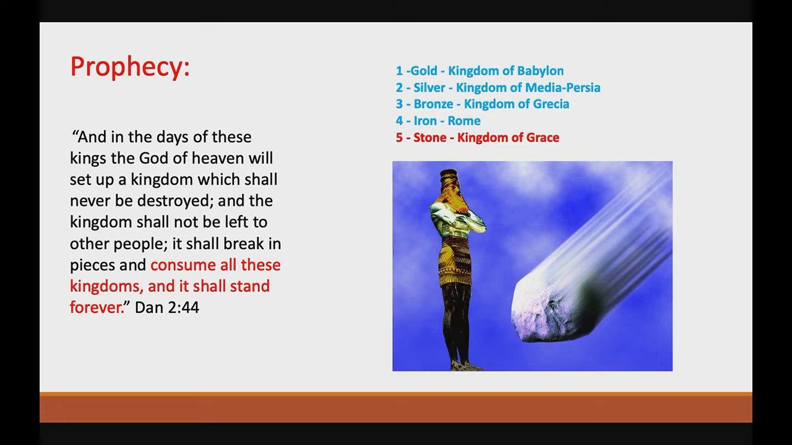About the prophecy. For the dream of Nebuchadnezzar, who is the fifth kingdom? King of grace. Who is the King of Grace? Jesus Christ. Now he is represented by the stone. Promise.